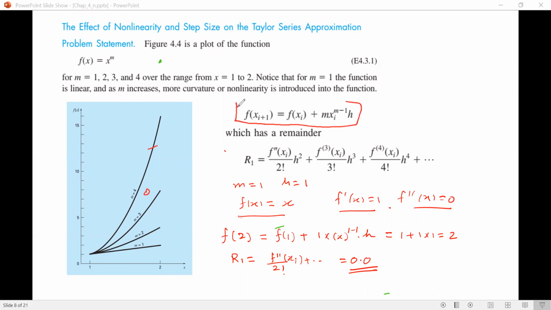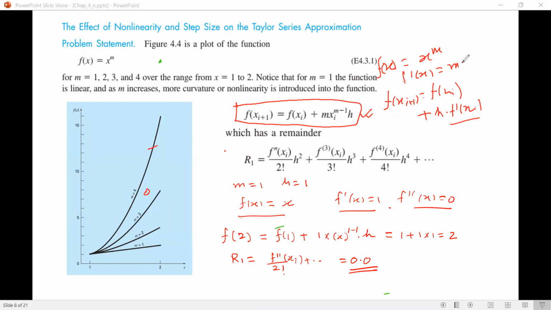Then this will be our first order approximation, isn't it? Because you are considering, can you tell me, is it okay or not? Because this general equation should be x_{i+1} is equal to f(x_i) plus h into f prime(x_i). So here your f(x) is equal to x to the power m. So f prime(x) would be equal to m into x to the power m minus 1, isn't it? So this is what the first order remainder values are.